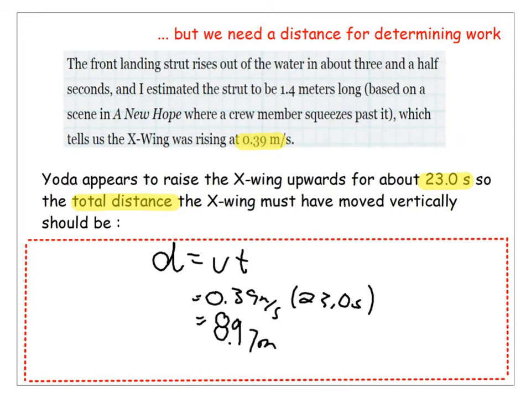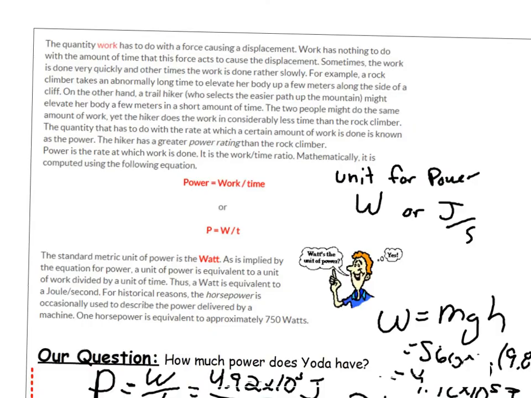We also need to know the distance that Yoda actually raises that X-wing. Going from that video clip, it's about 23 seconds. And we can use the velocity, so we know how far it moves. We can identify the speed of 0.39 meters per second. So the distance that he moves it is 8.97 meters. So we have all those things, and we can calculate the height he raised it to, for work.